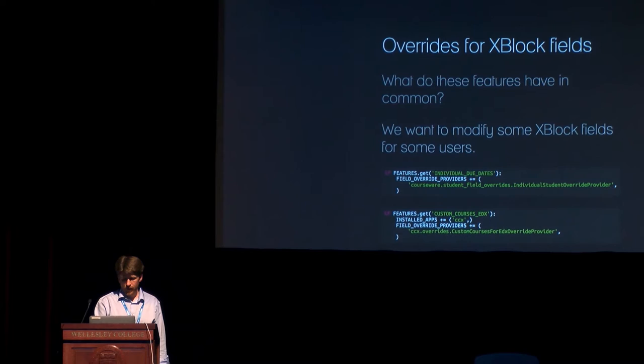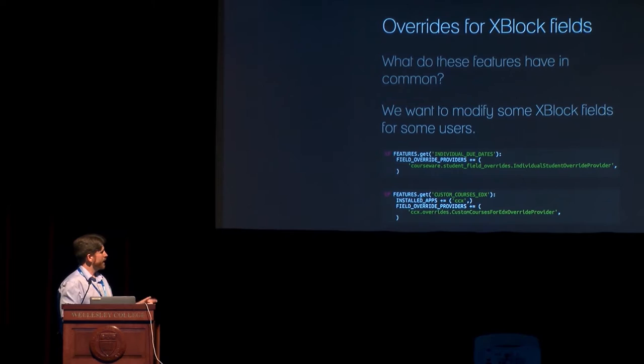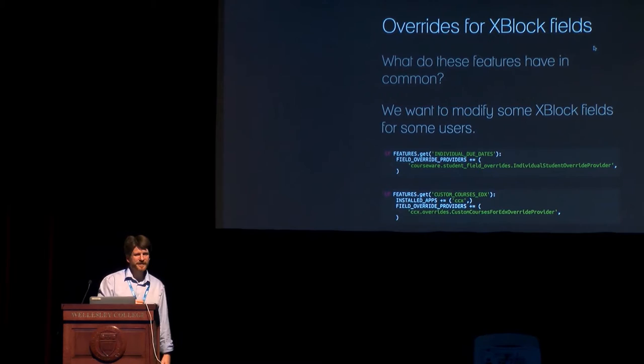What do these features have in common? In both cases, we're trying to modify just a small bit of information about the XBlock. We just want to modify one field or a couple fields, and also for a certain set of users. And the way that we've implemented this, with a lot of help from edX, is using this concept of override. When you turn on the feature flags for these features, they add these field override providers. So when you turn on individual due dates, it adds an override provider for individual student override, and similarly for CCX. What these do is, for the users in question, provide them a different view of the courseware.